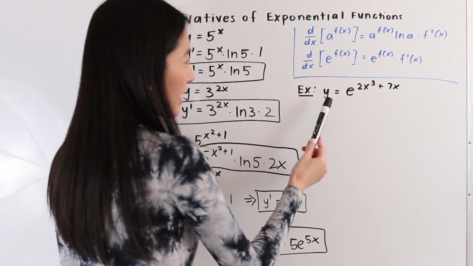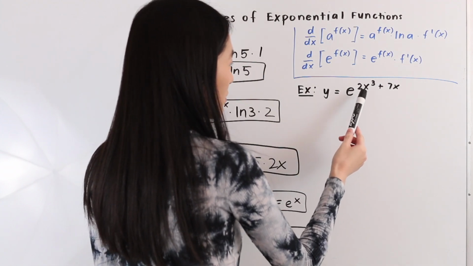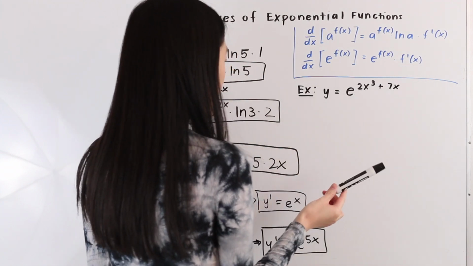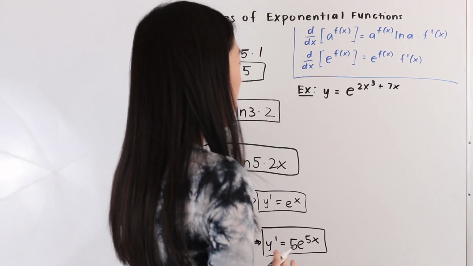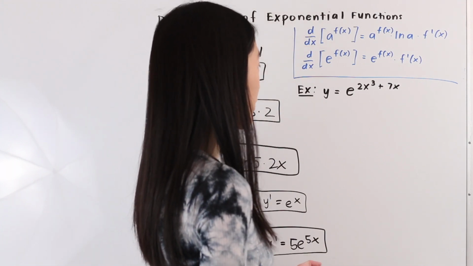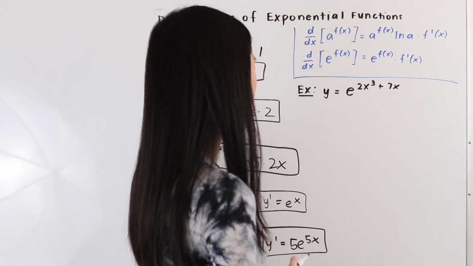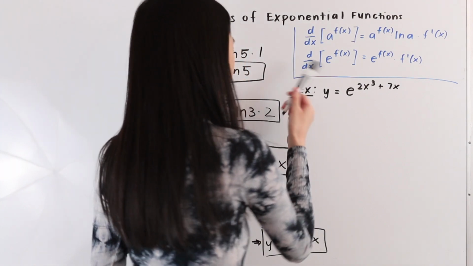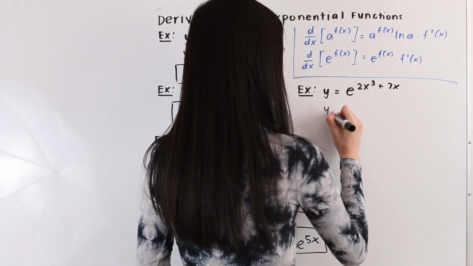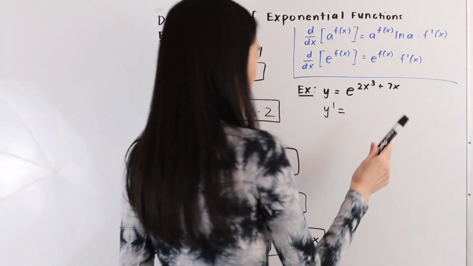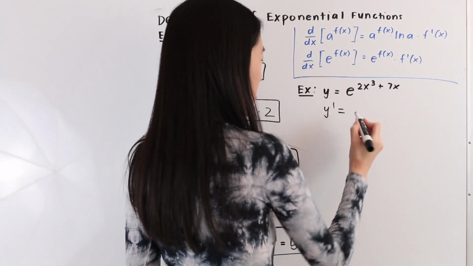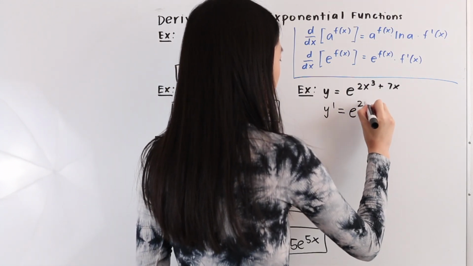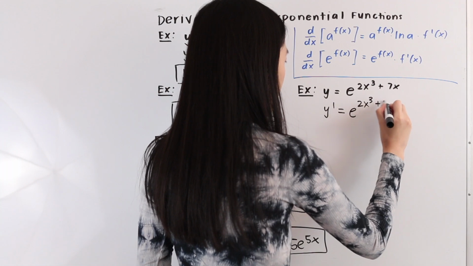In this next example here, we have y is equal to e to the 2x cubed plus 7x. And so yet again, we have another function where the base of the exponential function we're trying to differentiate is equal to e. So we're going to use this formula here again. And so we have y prime is equal to, and we're going to rewrite our original function, which is equal to e to the 2x cubed plus 7x.